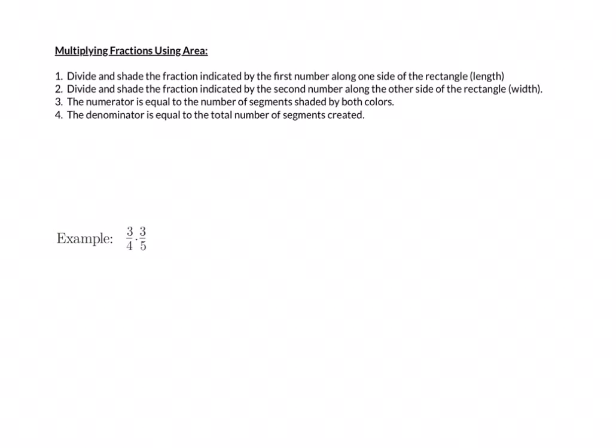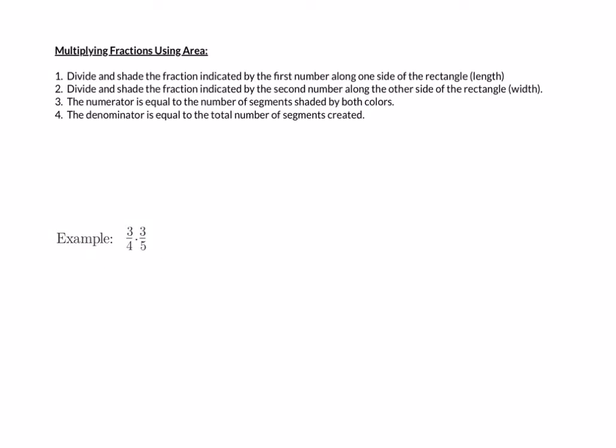So the first thing that we're going to do is look at this visually, and we're going to use area in order to show how this works. We are going to start by creating a rectangle, and we want to divide and shade the fraction indicated by the first number along one side of the rectangle, or our length. We're also going to divide and shade the fraction indicated by the second number along the other side of the rectangle, or our width.